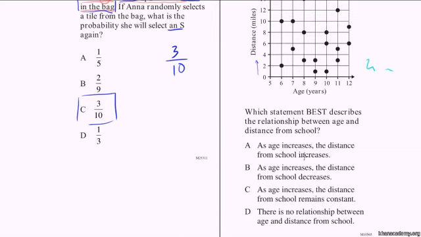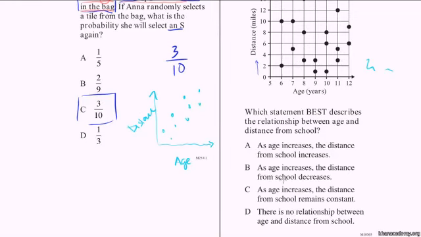A: As age increases, the distance from school increases. Oh, no, not really. That would look something like this. So this is our age axis, and this is our distance axis. What A is describing is that as age increases, the distance from school increases. The data points should look something like this. They should generally increase as age increases. That's not what we see here. This really seems arbitrary. It's not like this nice upward trend.